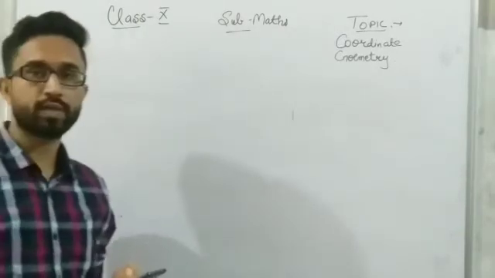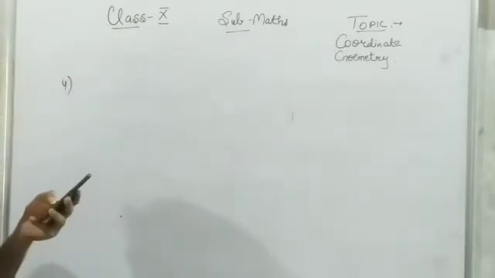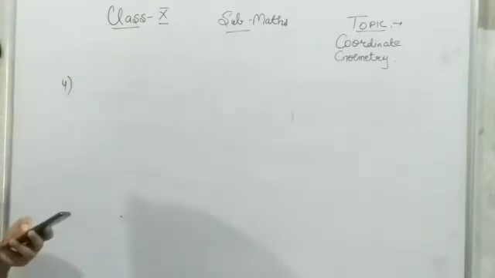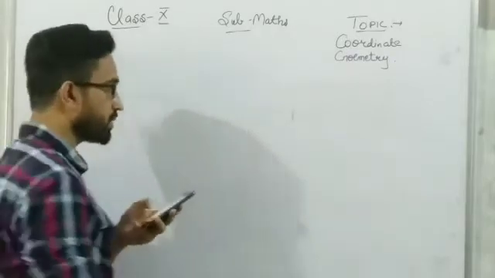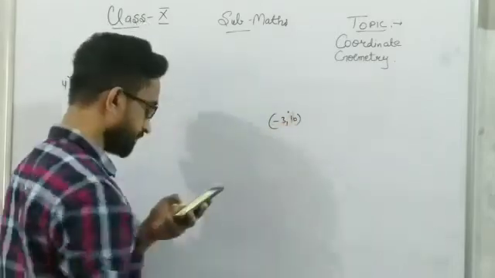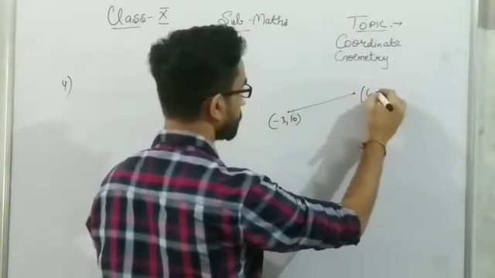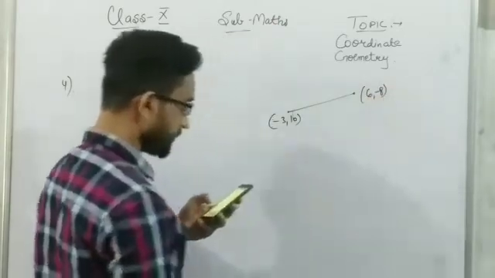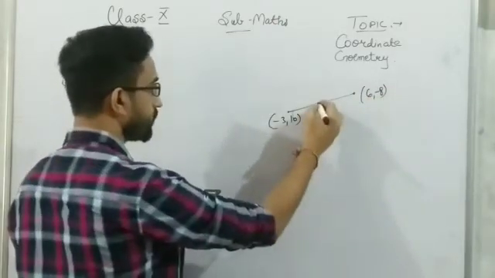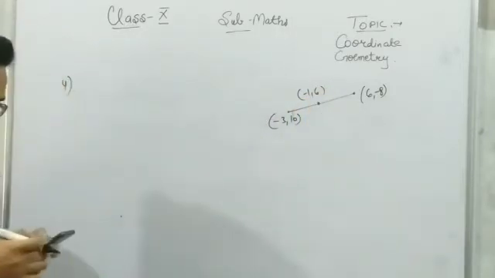So let's go to the next question, that is the fourth question of exercise 7.2. It says: find the ratio in which the line segment joining the points (-3, 10) and (6, -8) is divided by (-1, 6). So let's see here in this question.